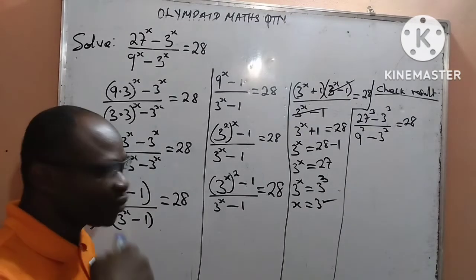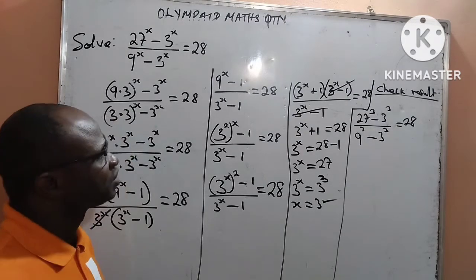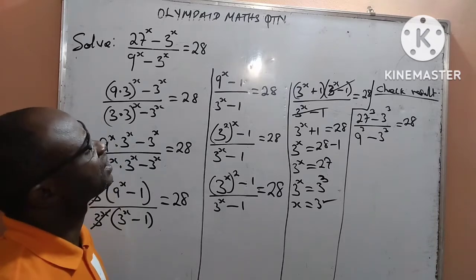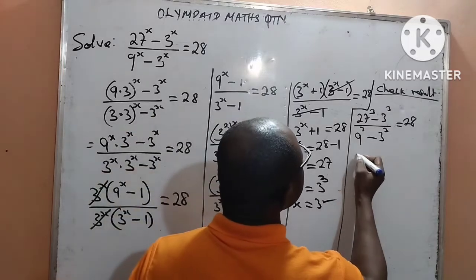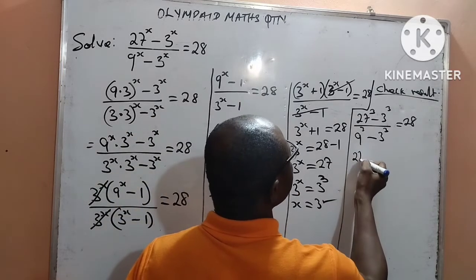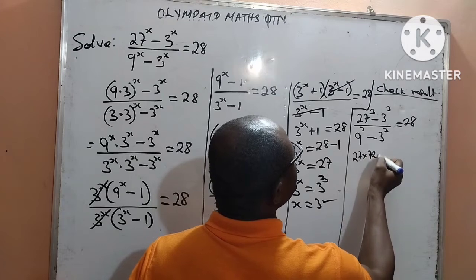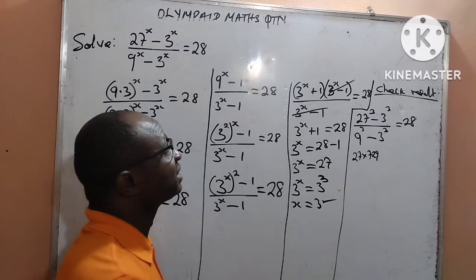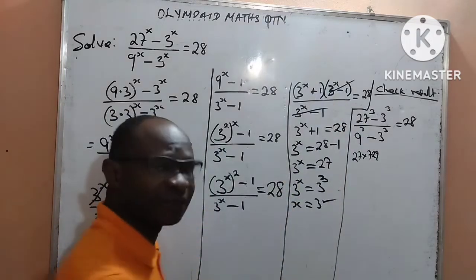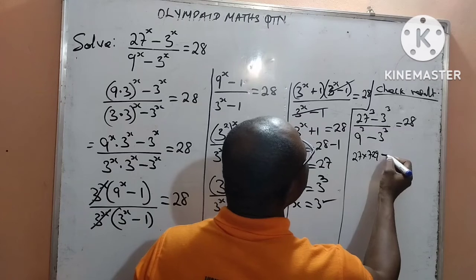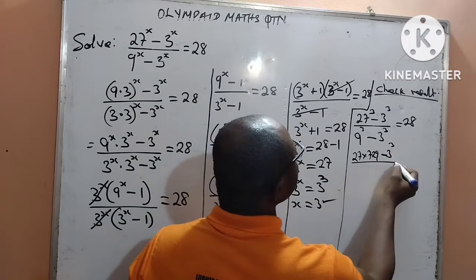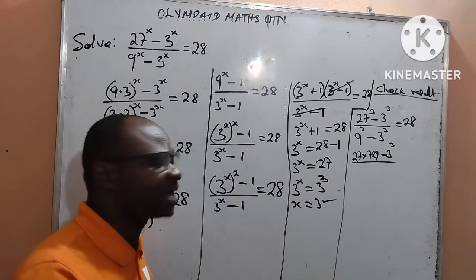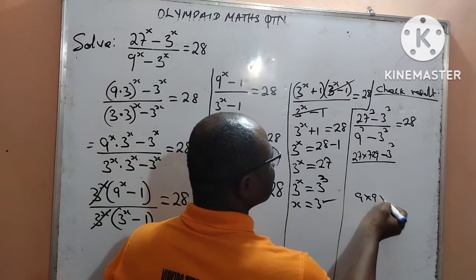We solve. 27 to the power of 3, that is 27 cubed, is the same thing as 27 times 27 times 27. So I can now write it as 27 multiplied by 729, because 27 times 27 is 729, times another 27. Then minus 3 to the power of 3, everything divided by 9 to the power of 3, which is the same thing as 9 times 9 times 9.